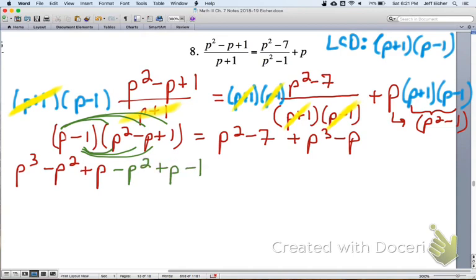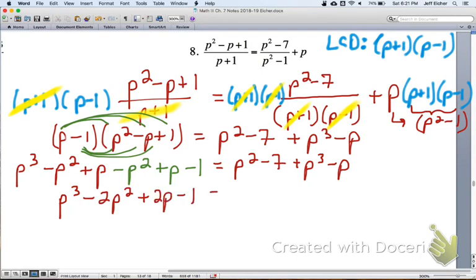equals. It doesn't look like we have any like terms here, but okay, I'll just rewrite them then. Okay, there we go. Now let's see, what can we get rid of, or what can we combine? I guess we'll combine, we have a p cubed, we have a minus 2p squared, we have a plus 2p, and a minus 1 equals all of this stuff again.